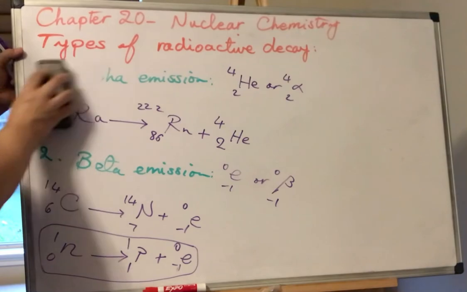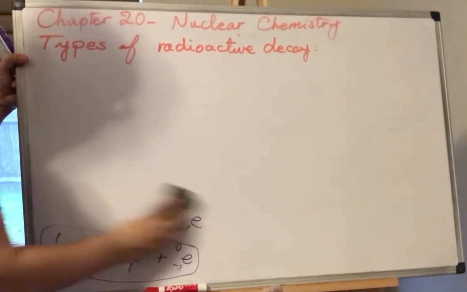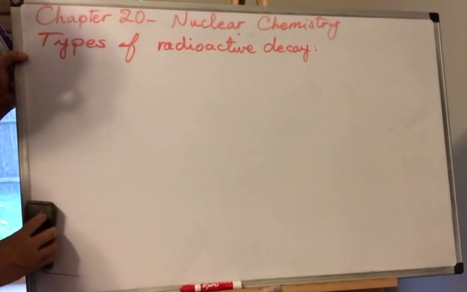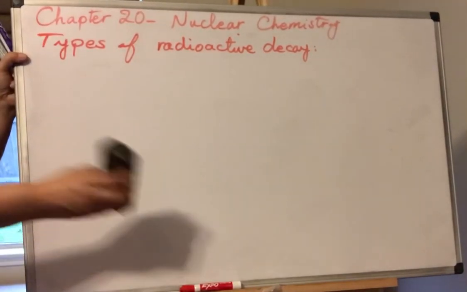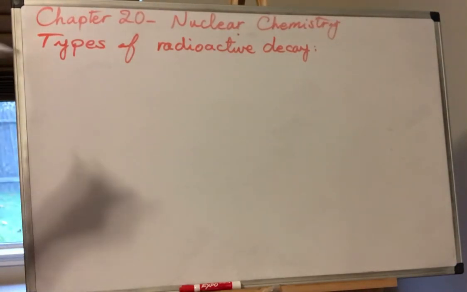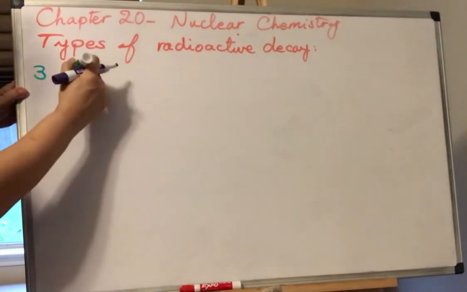The third type of decay, and by the way, all of these can happen over hundreds of years, not just in 1 second. We can have each of these emissions over and over and over during centuries.